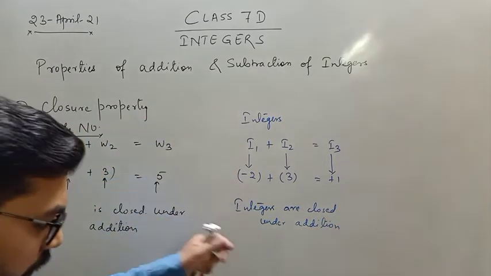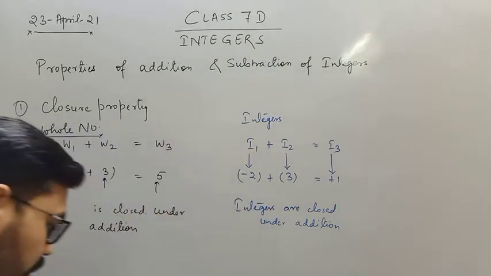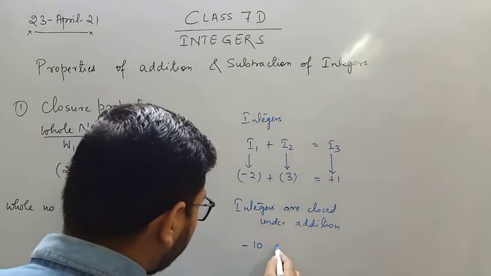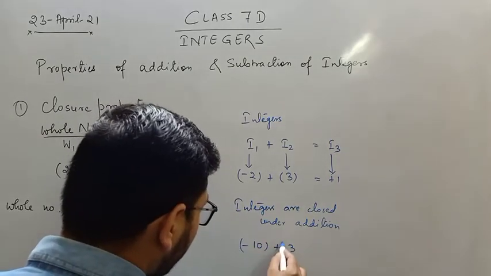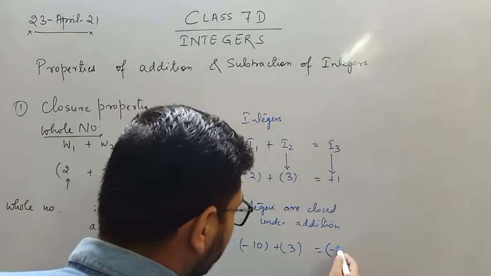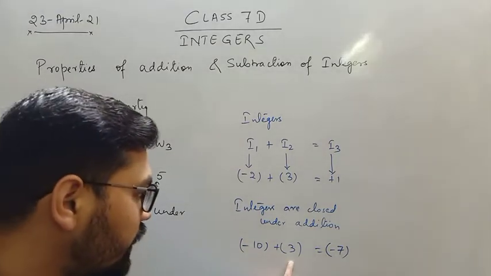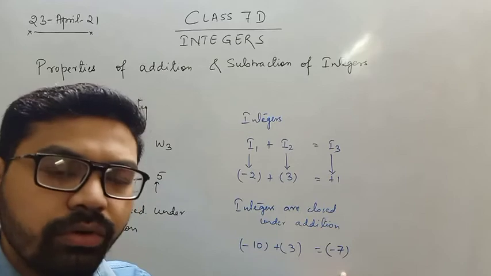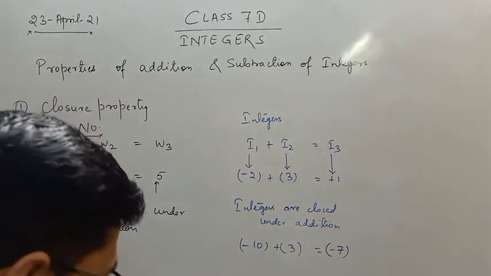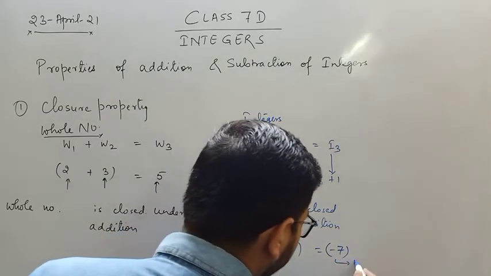You can take n number of examples. Let's say in your book on page number 6 you have different examples. Let's say -10 plus 3. -10 is a negative integer, +3 is a positive integer. The result that you will get is -7, which is again a negative integer. So you have an integer in the LHS, and in the RHS you also get an integer. That means addition of two integers follows closure property. So you can say the result is an integer.